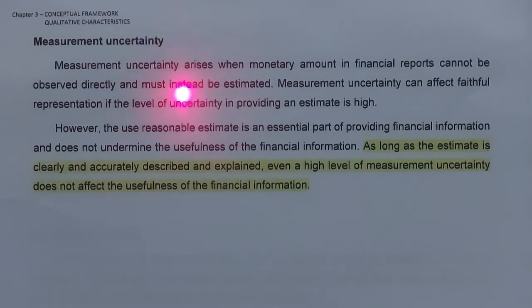Measurement uncertainty. So, measurement uncertainty arises when monetary amount in financial reports cannot be observed directly and must instead be estimated. So, measurement uncertainty can affect faithful representation if the level of uncertainty in providing an estimate is high. However, the use of reasonable estimate is an essential part of providing financial information and does not undermine the usefulness of the financial information, as long as the estimate is clearly and accurately described and explained. Even a high level of measurement uncertainty does not affect the usefulness of the information.